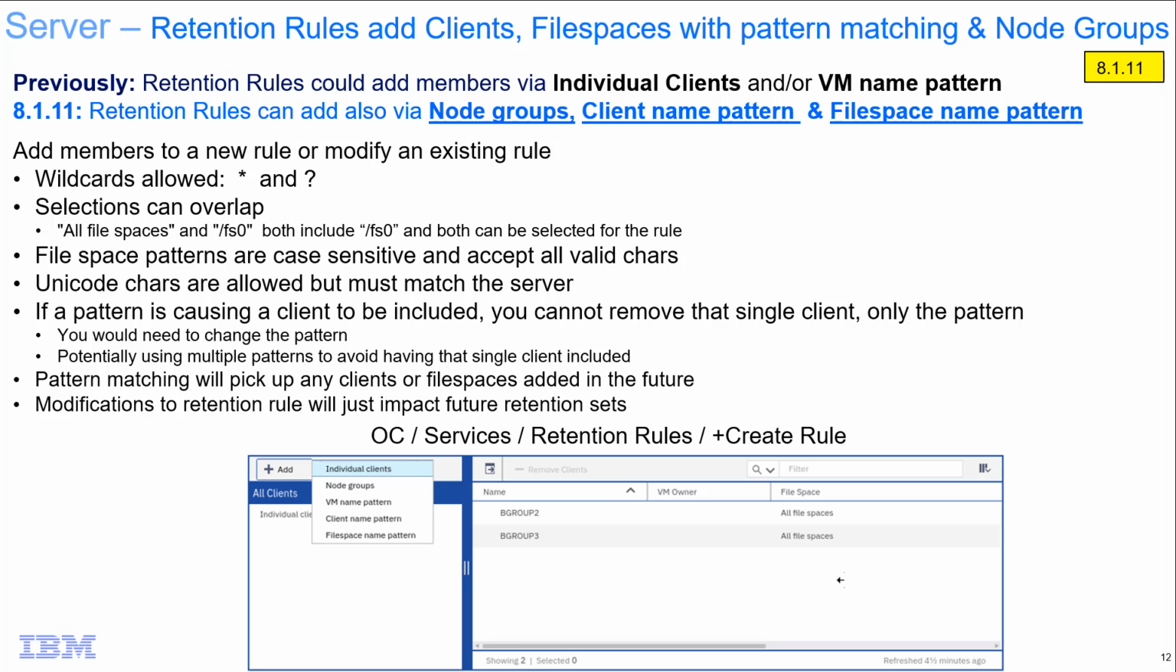So we introduced the ability to create retention rules previously, but originally you could only add backup archive clients by name and the VMs by name and pattern. So we've updated that now to include file spaces, node groups, and clients with pattern matching.